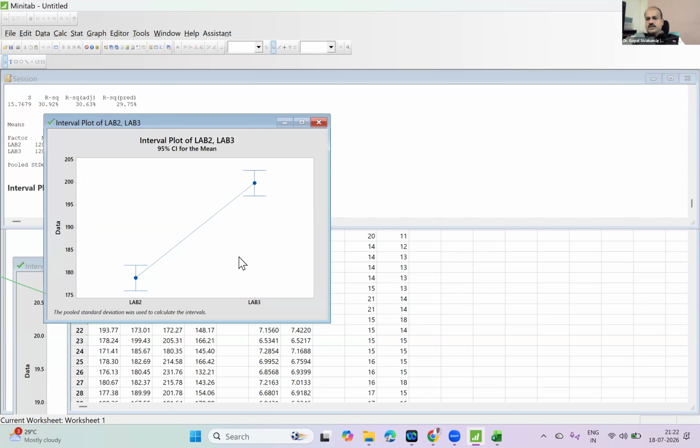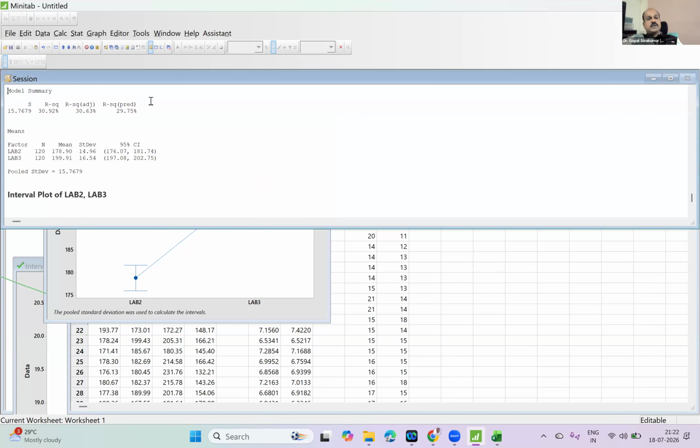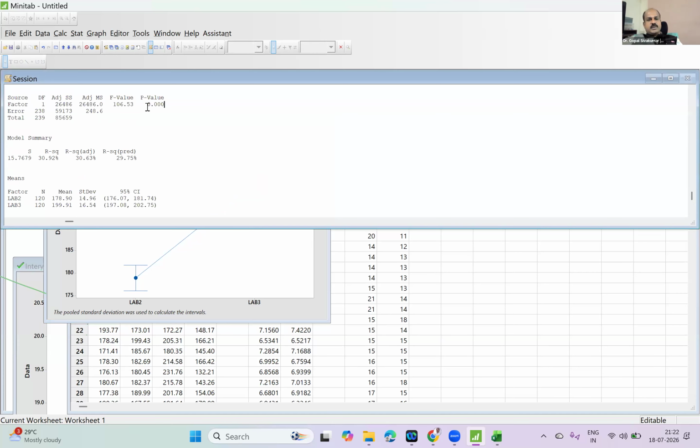Now tell me, 2 and 3, do you see any difference? Yes, big difference. Statistical difference is there. Statistical significance is there. The same thing will be confirmed using the p-value also. What is the p-value? 0. 0 means very close to 0. So what we want is a p-value less than 0.05. A p-value less than 0.05 confirms we need to reject the null. So a difference exists between 2 and 3. Clear, all of you? Yes, sir.